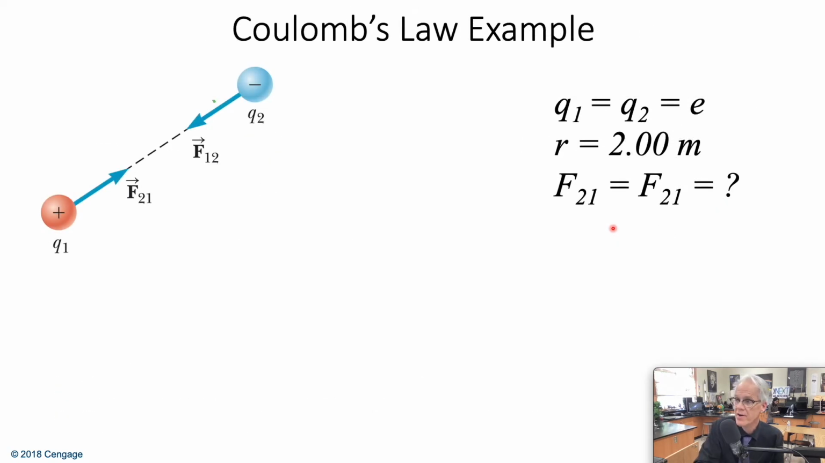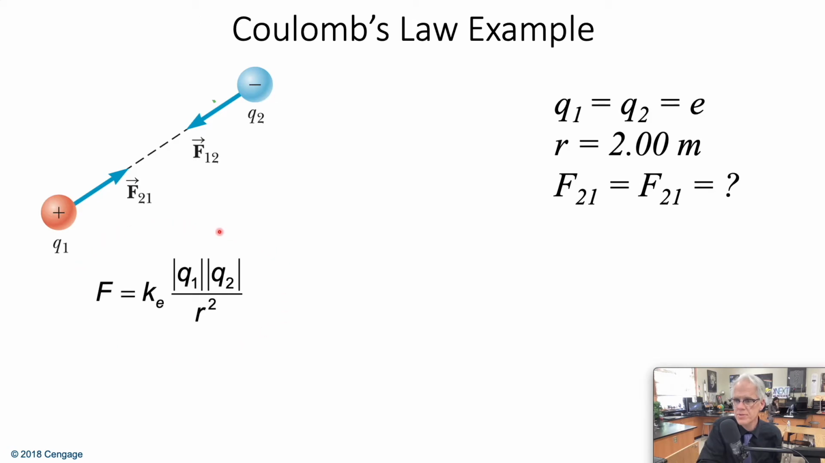Let's try a calculation here. Let's say we have two charges, and those charges equal our constant e. So they could be a proton and an electron. And how much force do they have on each other over a relatively large distance of 2 meters? It will be an attractive force because they are opposite charges.